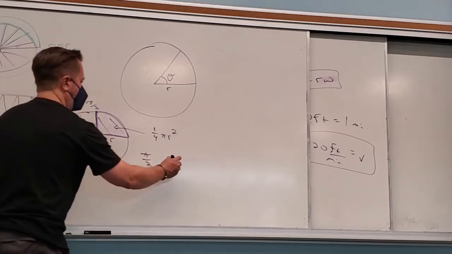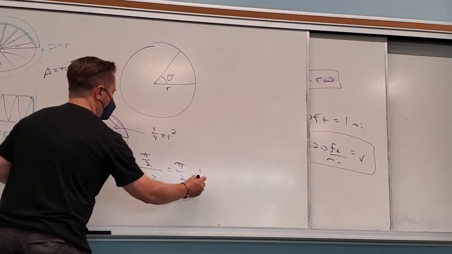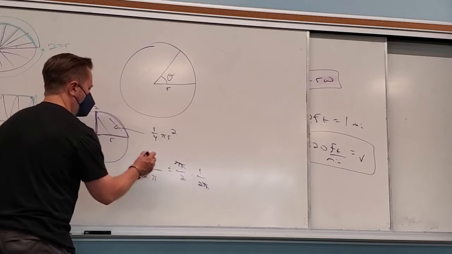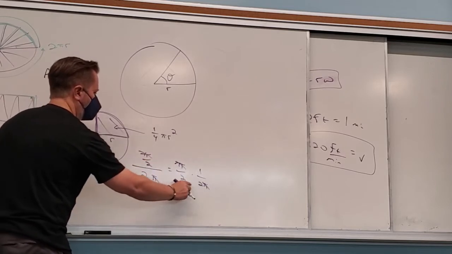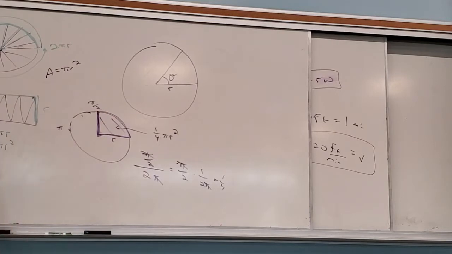Is this pi divided by 2 pi means times 1 over 2 pi? Do you see how the pi's cancel? You can actually see it here too. And the 2 times it's 1/4. Of course it's 1/4. We knew it was 1/4.